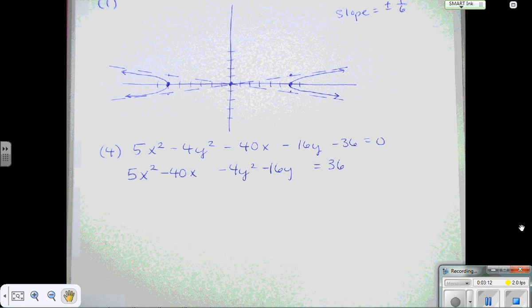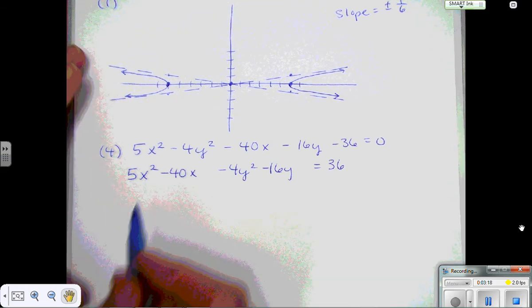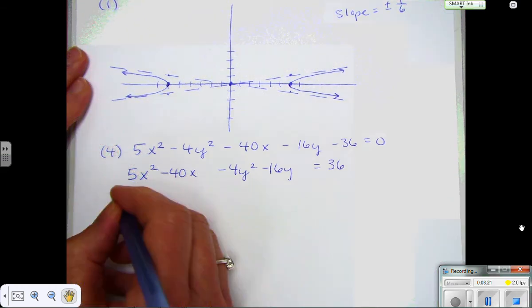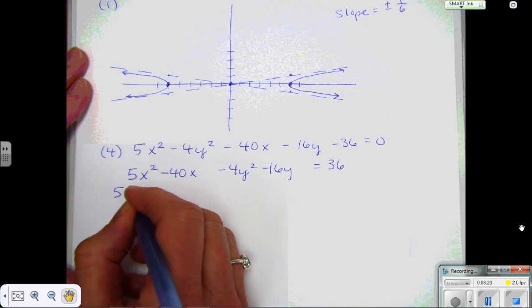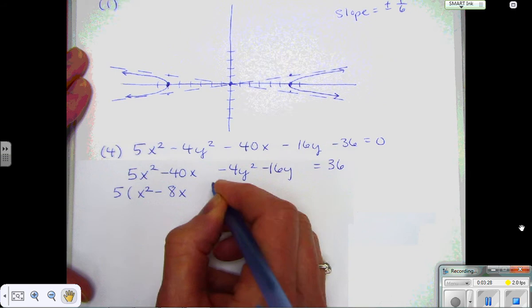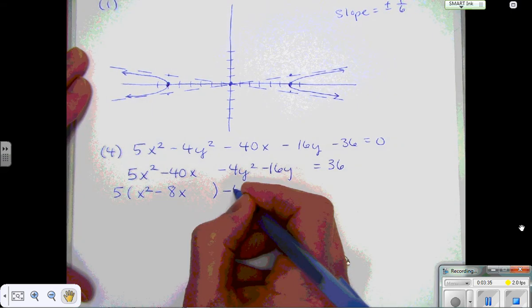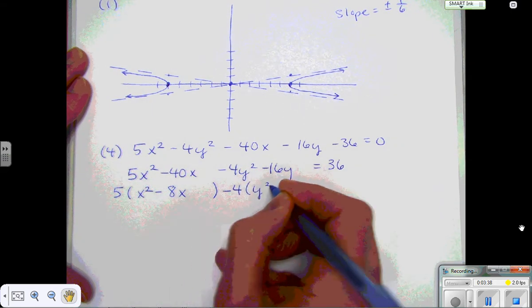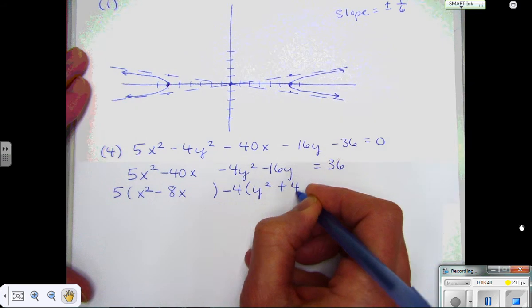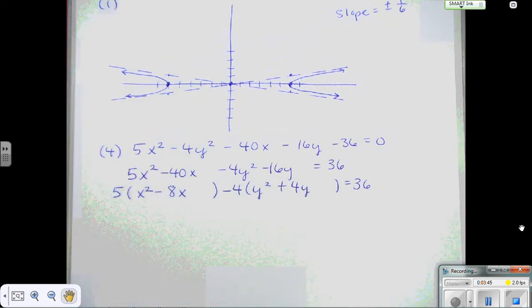And when I complete the square, I need my leading coefficients to be positive 1. So that means for the x's, I need to factor out a 5. So I have 5 times (x squared minus 8x), and I'm going to leave some space to complete the square. And for my y's, I'm going to factor a negative 4 out, so that my y squared will have a positive 1 leading coefficient. And that means I'm going to have to change the sign for the 16y, because I factored a negative out of that one as well.